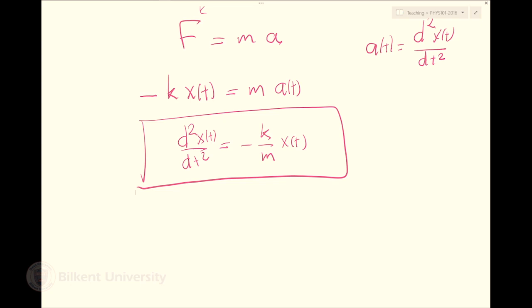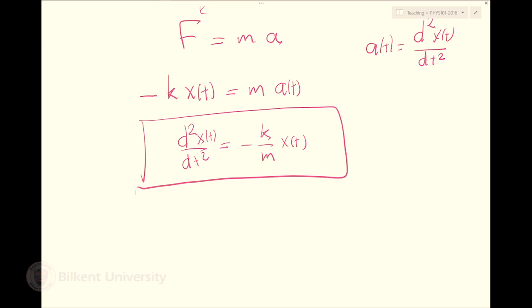But you learned some calculus. You know how to take derivatives. So what is this equation telling me? It's telling me that x of t should be such a function that the effect of taking two derivatives is just a minus sign times a constant in front. Do you know any function which is equal to minus itself when I take two derivatives? Sine and cosine, right? If I take the derivative of sine, I get cosine. I take another derivative, I get minus sine.